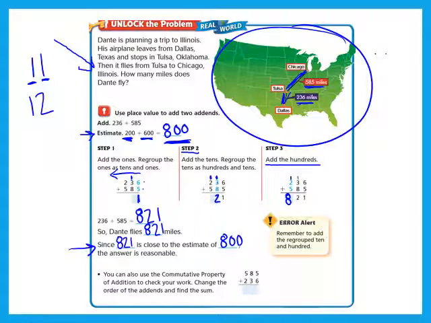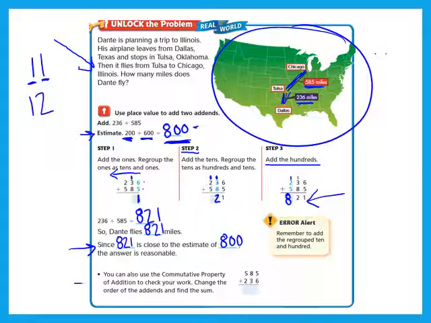Now if we had done this actual addition here and I had an answer of 8,000 or some far off number that was not close to 800, that would let me know that I probably did something incorrectly and I need to go back and look at what I did.